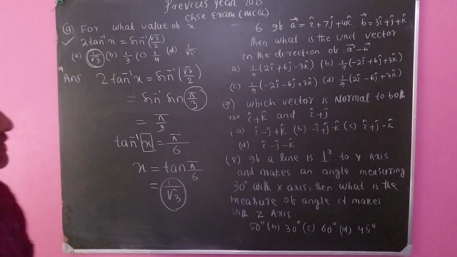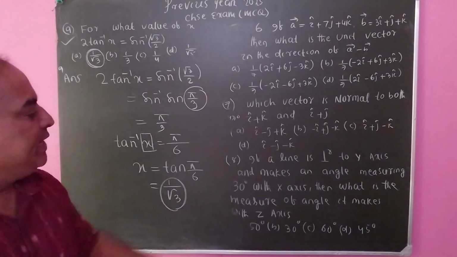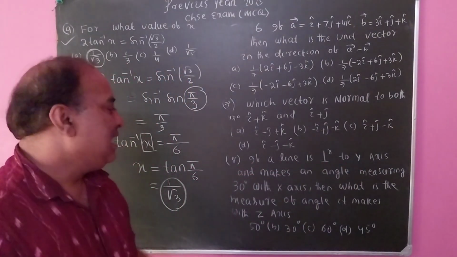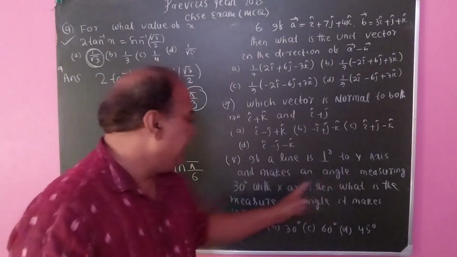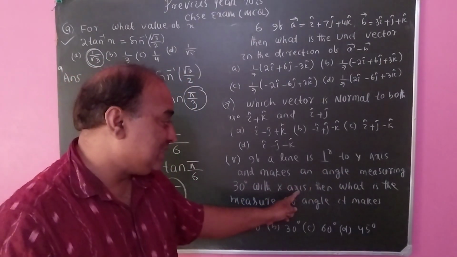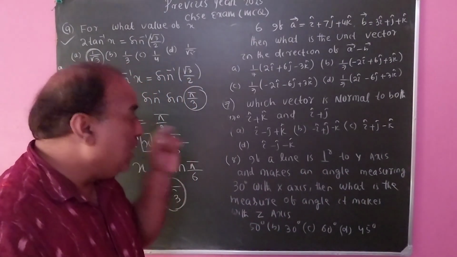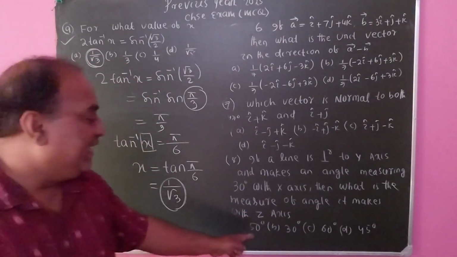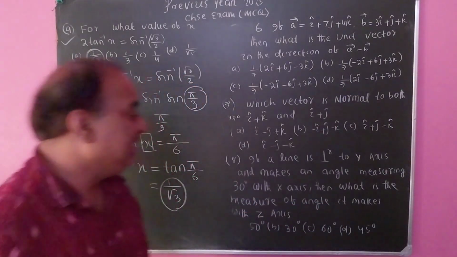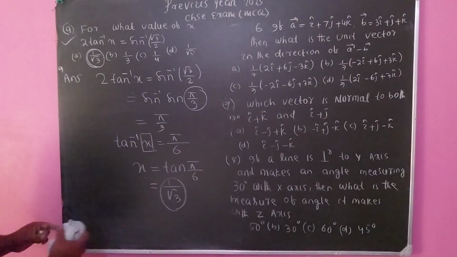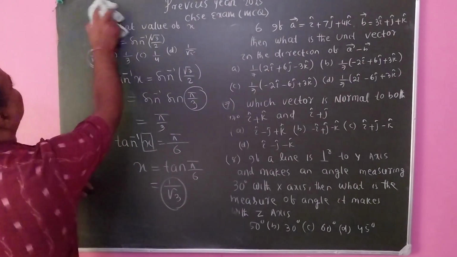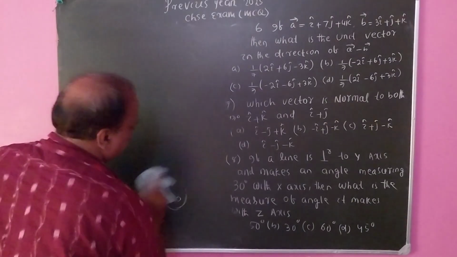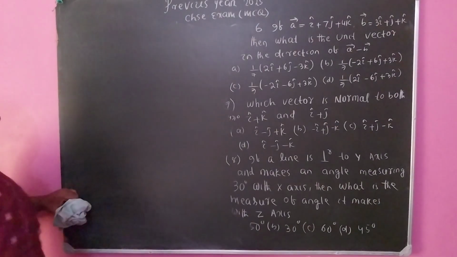Now we have to discuss question number 8. If a line is perpendicular to y-axis and makes an angle measuring 30 degree with x-axis, then what is the angle made by it with z-axis? The options are 50 degree, 30 degree, 60 degree and 45 degree. So what is the result? We have to discuss it. Write down question number 8.